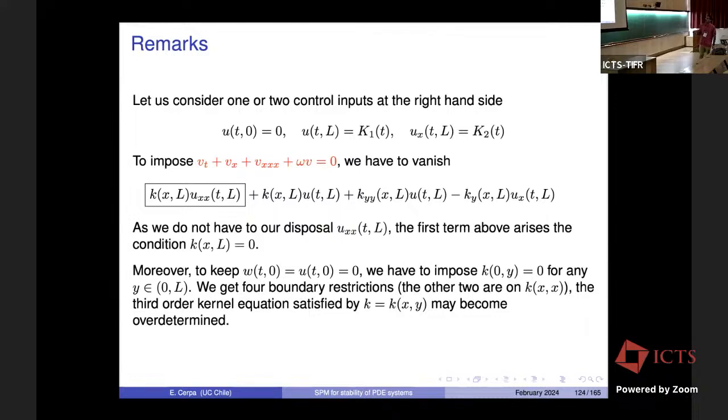Okay, so we have to impose that condition. And in fact, in order to get this homogeneous boundary condition for our system, we have to impose other conditions on K. Okay, and we see that we get 4 boundary conditions to impose on your kernel equation. But your kernel equations are defined on this triangular domain. And if you remember, there are the same number of derivatives as for the original equation.